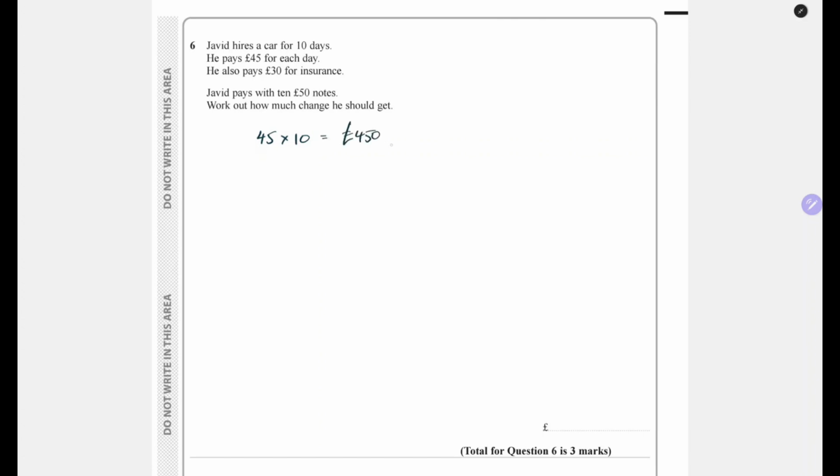He then also pays £30 for insurance. So that's 450 add 30. That's 5 plus 3, which is 8. And so it's £480. Then he pays with 10 £50 notes. So that's 10 multiplied by the £50 notes. 10 times 50 is 500. And so we do 500 minus 480, and that is equal to 20. So he gets £20 as change.